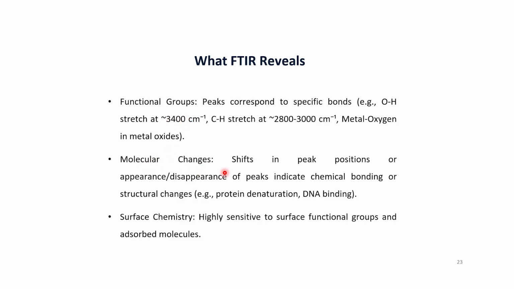So, molecular changes, FTIR also reveals molecular changes. Shifts in peak positions or appearance and disappearance of peaks indicate chemical bonding or structural changes. So, let us say you are analyzing protein denaturation or DNA binding. So, you will be assessing before and after samples. So, you will be assessing shifts in the peak positions or appearance or disappearance of the peaks. So, let us say some OH bond stretch was present in a particular material, and then you put another material and that peak goes missing.